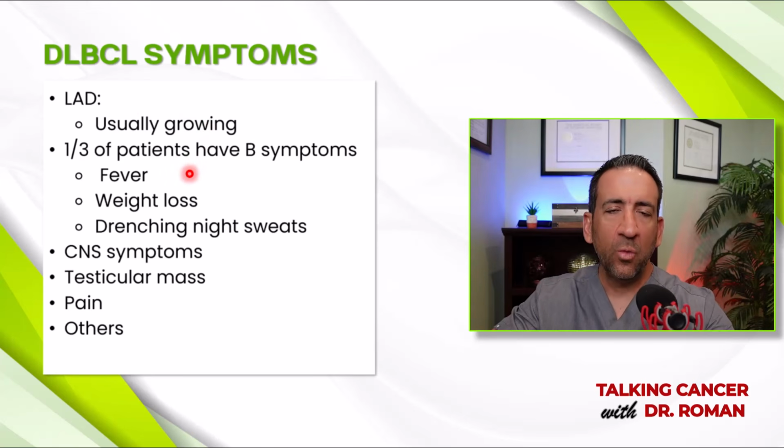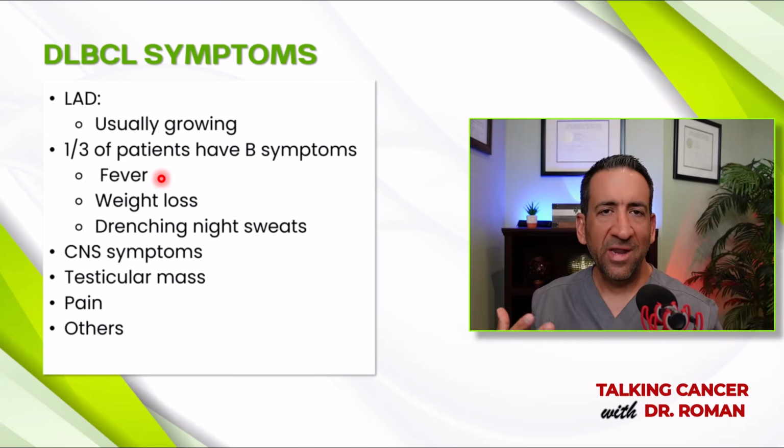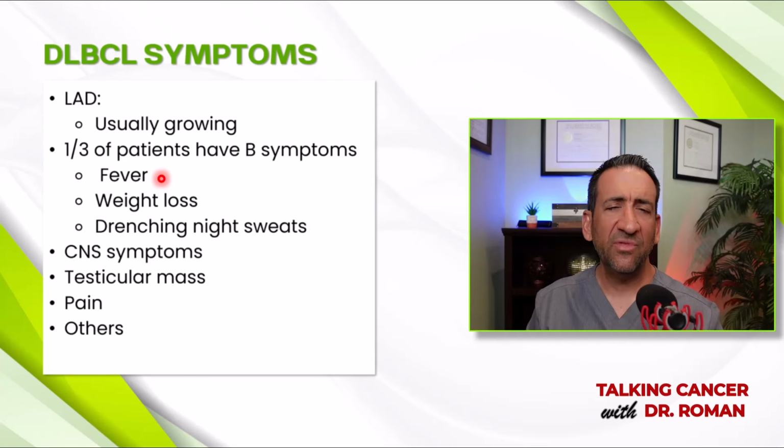The next one is what we call B symptoms, B as in boy, and this is seen in about 1/3 of patients. This is very important because these include fever, weight loss, and drenching night sweats. Now, the fever is usually a fever of unknown origin. You know, we evaluate you for an infection, we don't find it. You have these fevers that come and go. Sometimes the fevers are pretty high, and that would be one presenting symptom, the fevers.